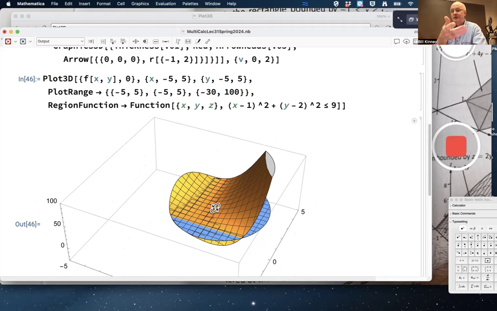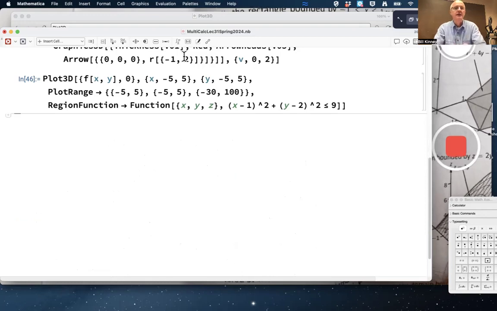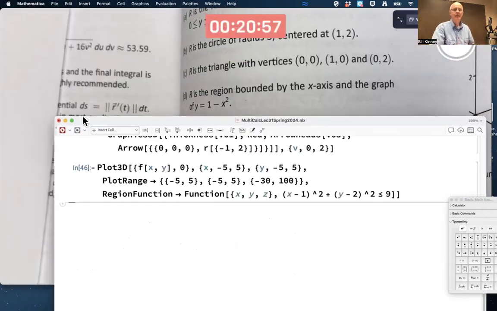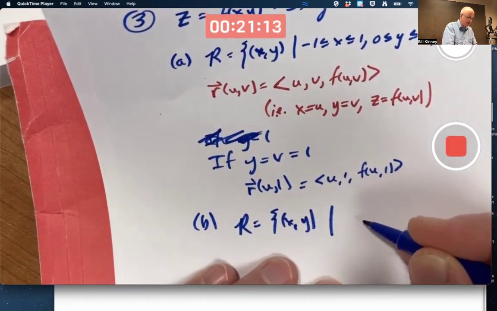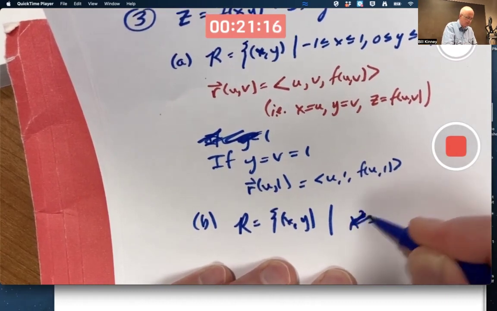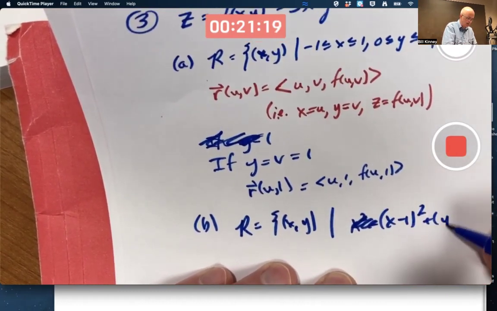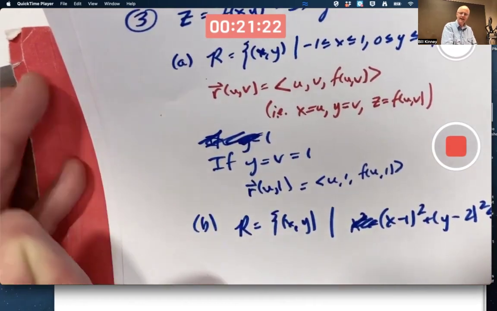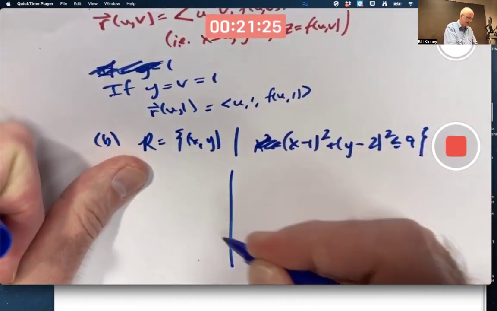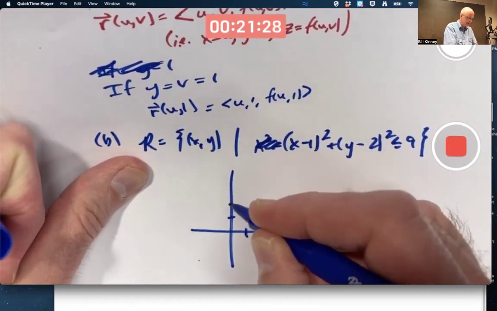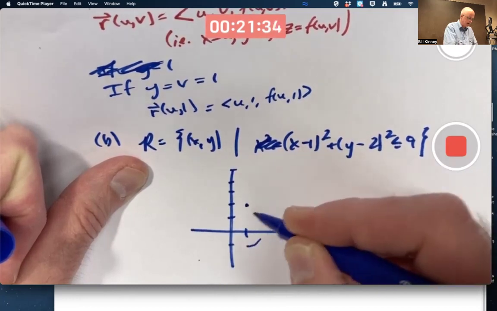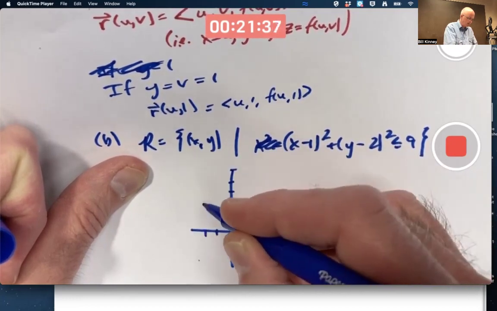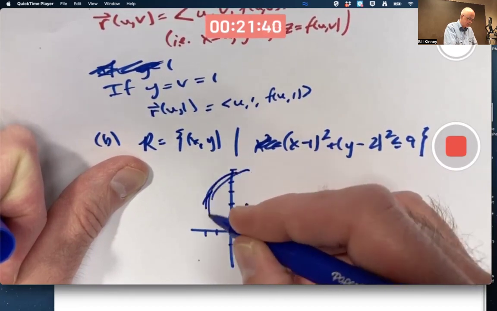We haven't done it yet. We just used Plot3D to make this, not a parameterization. How do you come up with the parameterization? The region R is the set of points (x, y) satisfying the condition (x - 1)^2 + (y - 2)^2 is less than or equal to 9. Picture-wise, a disk of radius 3 centered at (1, 2). Something about like this.